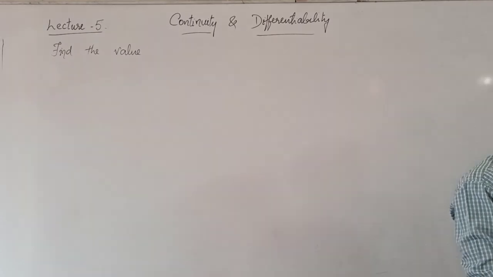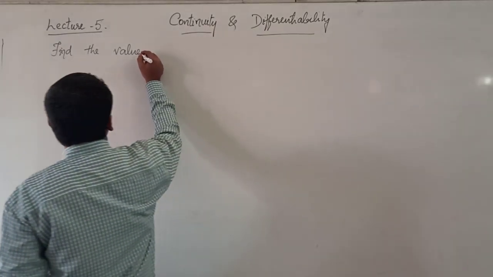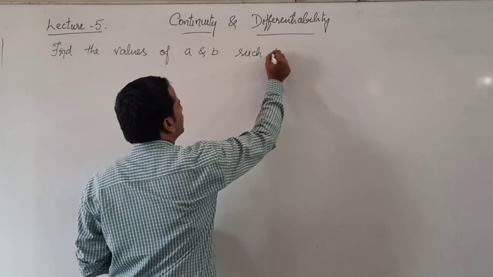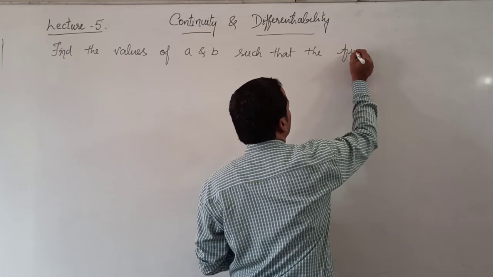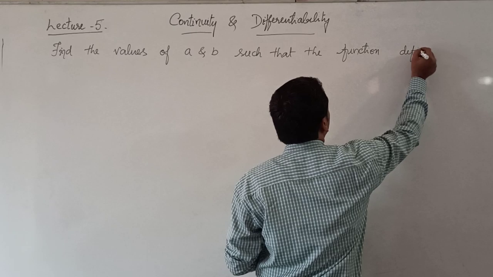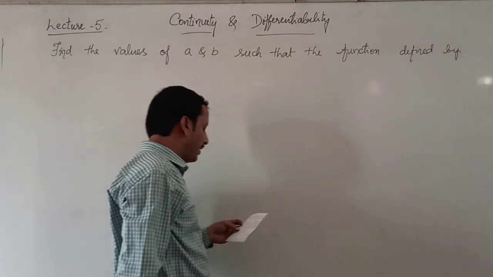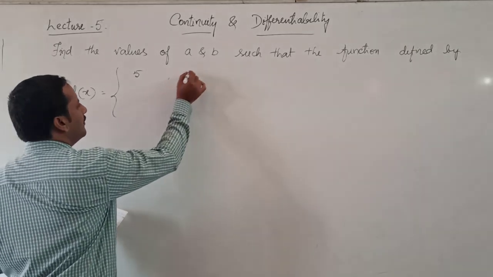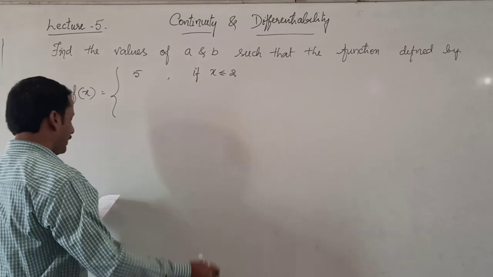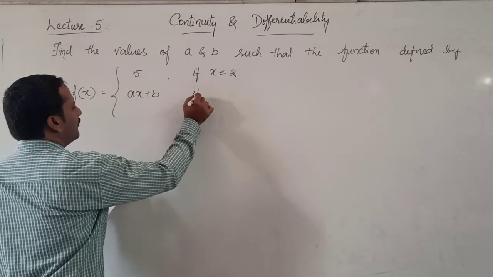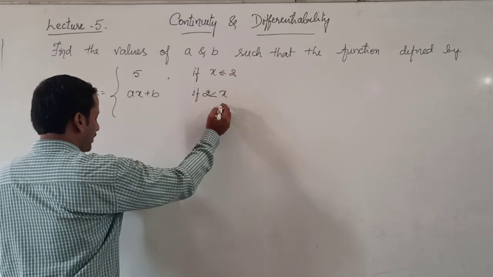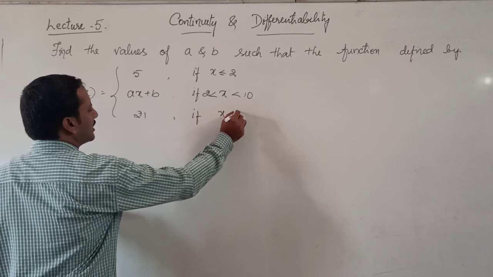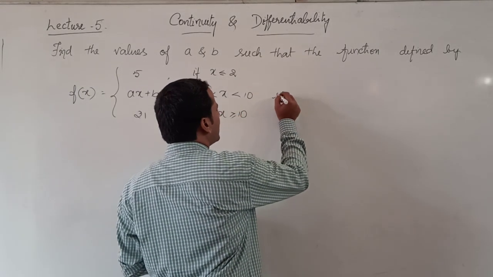Let's look at the next question. Find the values of A and B such that the function defined by f of x is equal to 5, if x is less than or equal to 2, ax plus b, if x is greater than 2 but less than 10, and 21, if x is greater than or equal to 10, is a continuous function.